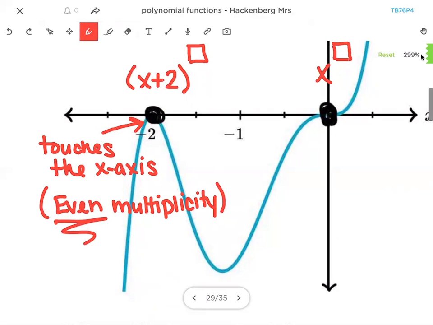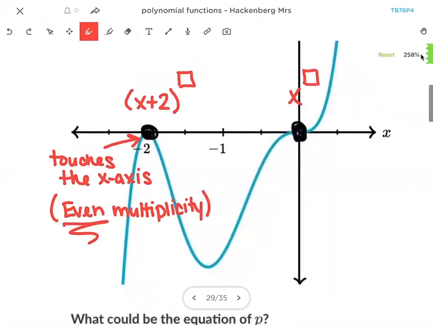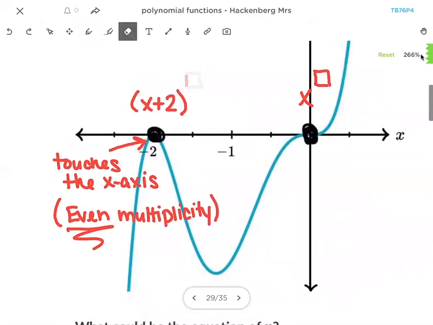All right, and like I said, I cut off the answer choices. So this exponent up here will have to be an even number. So it could be an (x + 2) squared, that's right over here. It could be an (x + 2) to the fourth or an (x + 2) to the sixth. But remember, the wider that it gets there where it touches, the higher the degree.